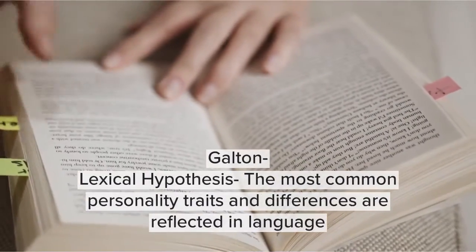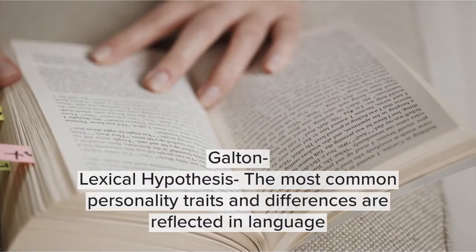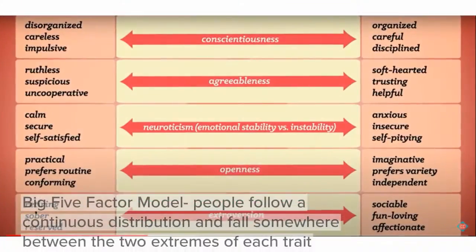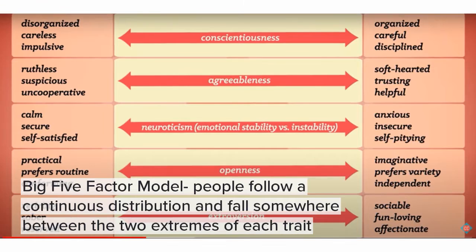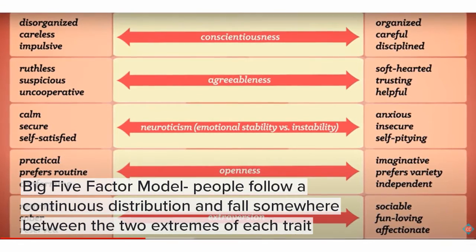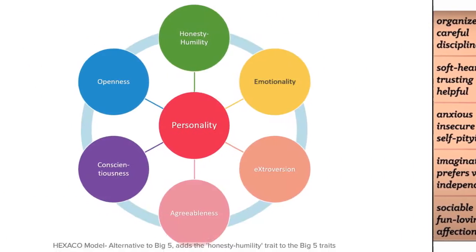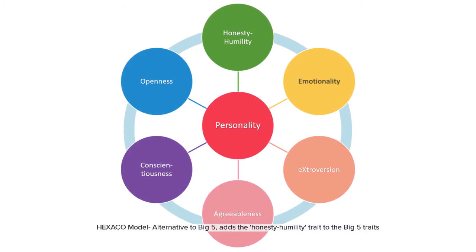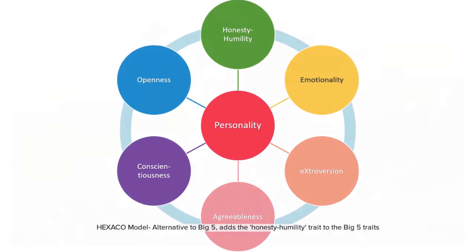To figure out the most important personality traits, researchers skimmed dictionaries to find all the descriptive words and condensed them to create a manageable set of traits. One way of organizing personality traits is the Big 5 factor model. All people follow a continuous distribution and fall somewhere between the 2 extremes of each trait. An alternative to the Big 5 model is the hexagon model, which has a 6th trait called honesty-humility. The number of traits is often debated as traits overlap and are hard to distinguish.